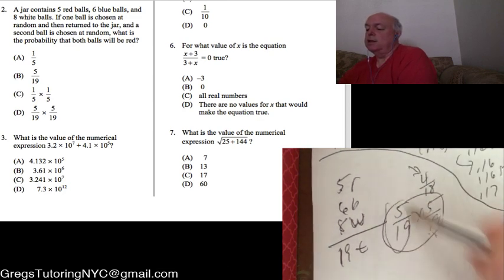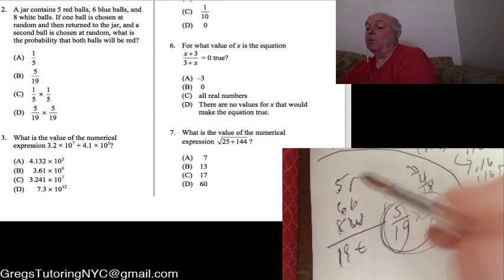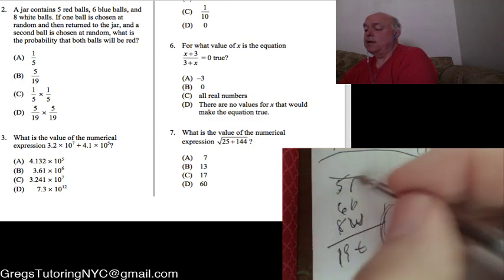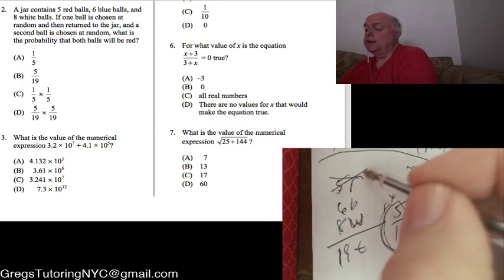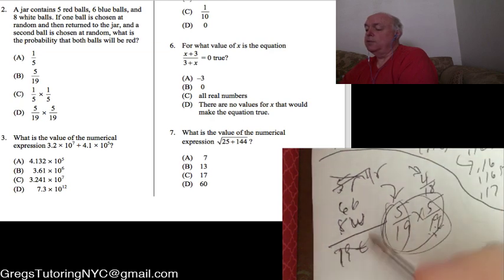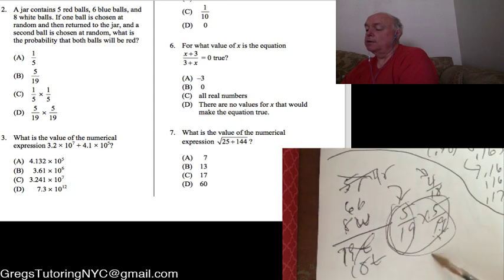Because if we took it out of the jar, I'm changing the problem. This is the answer to the actual problem. I'm changing the problem so that it wasn't returned. That means if it was taken out, it would be 5 out of 19, and then this now becomes 4 red, and this becomes 18 total. So the next time through, we have 4 out of 18. All right?